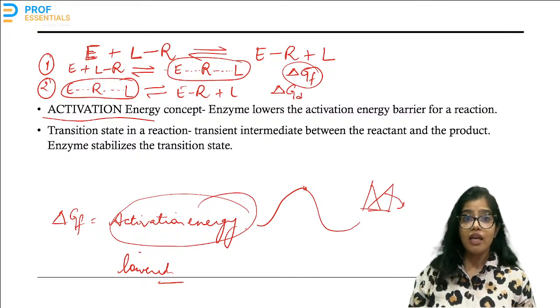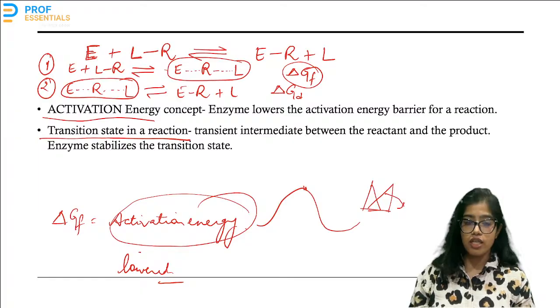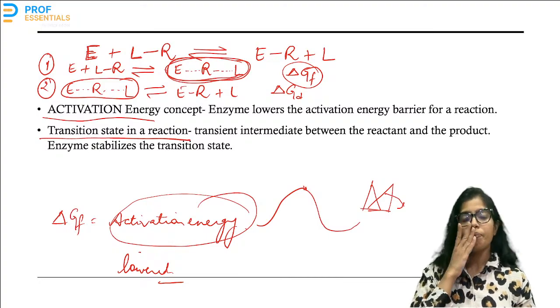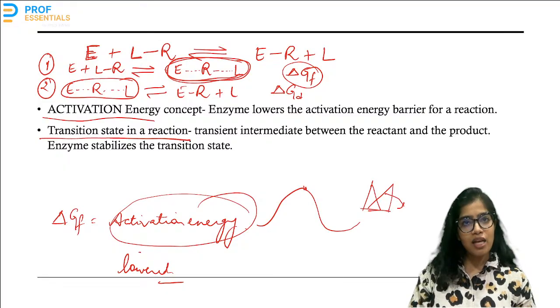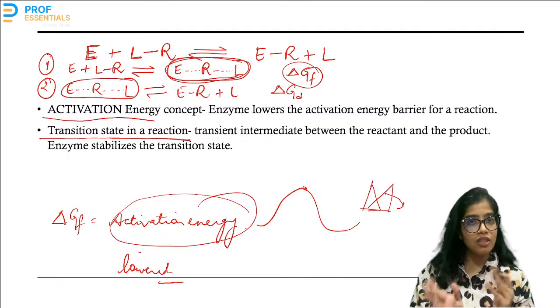Then how does the enzyme do it? It stabilizes the transition state intermediate. The formation of this intermediate is stabilized by the presence of an enzyme. And how does the enzyme stabilize it? There are a lot of mechanisms, like covalent bond formation, strain, proximity, and acid-base interaction. All of these we have read in the last session.